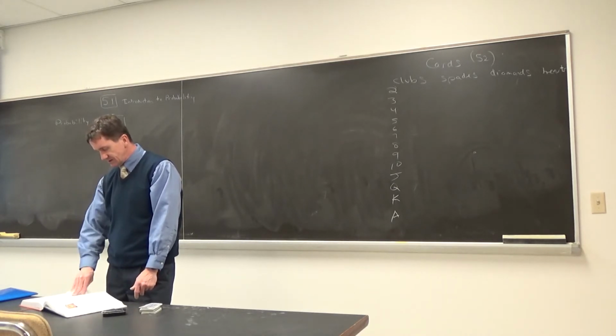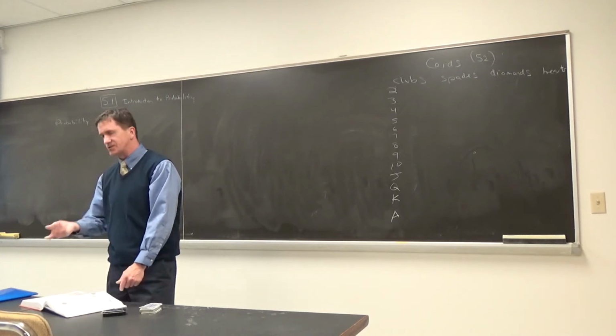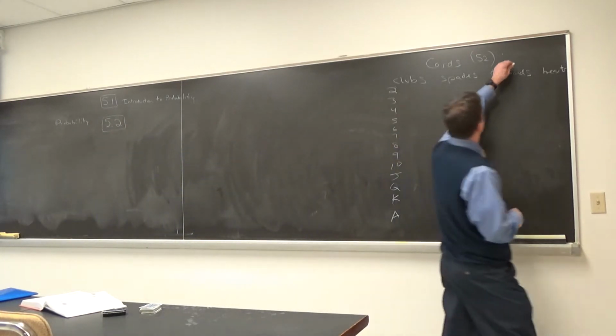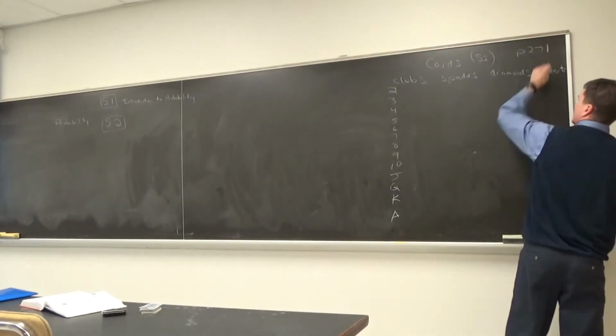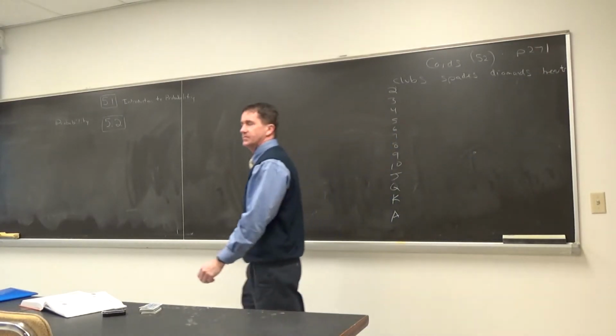I just saw the dice. Where are the cards? Page 271. So I just want to point that out. You just want to see an image of all those cards laid out. Page 271. So these are the cards.